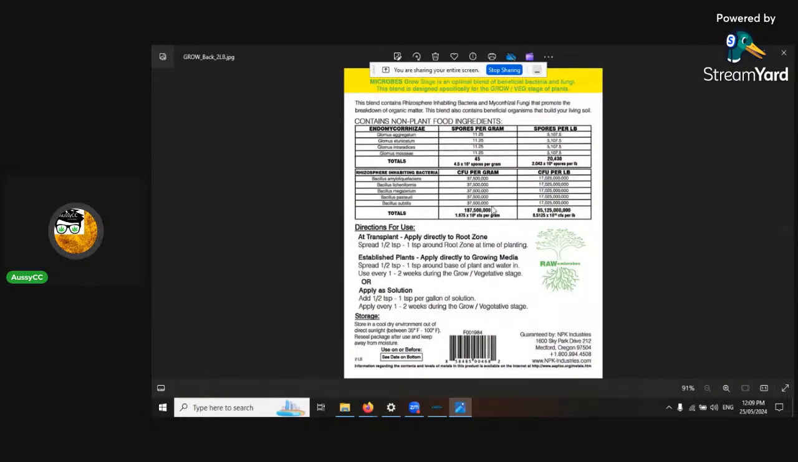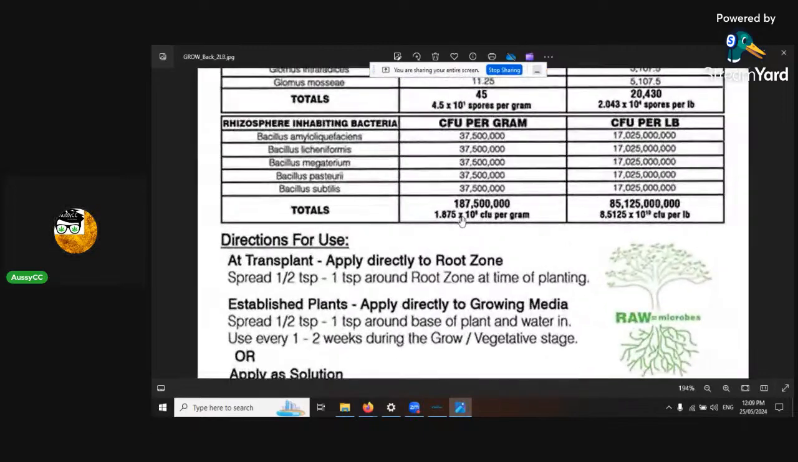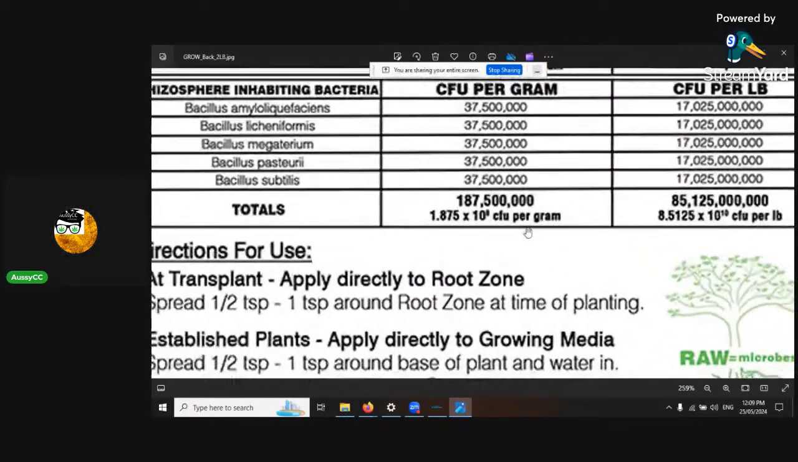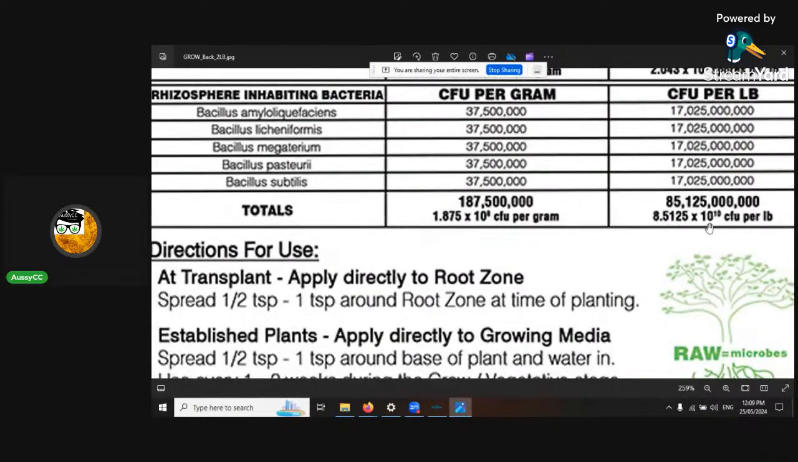Here's the colony rates that they were talking about on the back of them. Now here's one, 8 times 10 to the power of 10. So you have to do 10 plates to get the sort of colony forming units that you've established into these numbers.